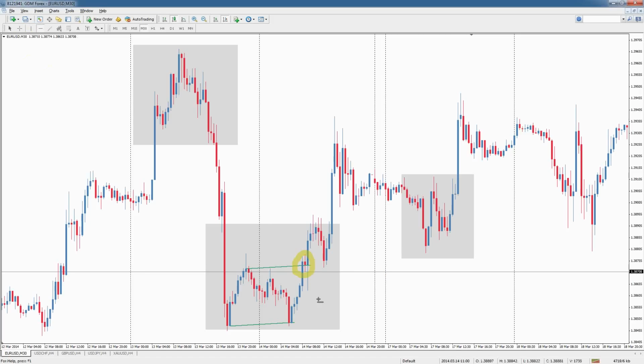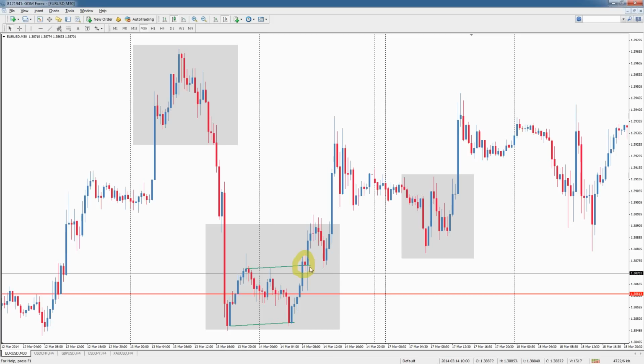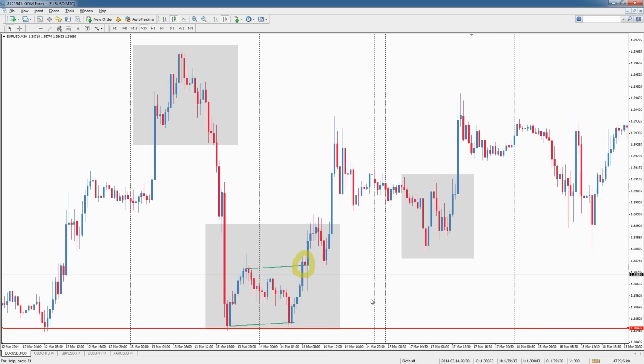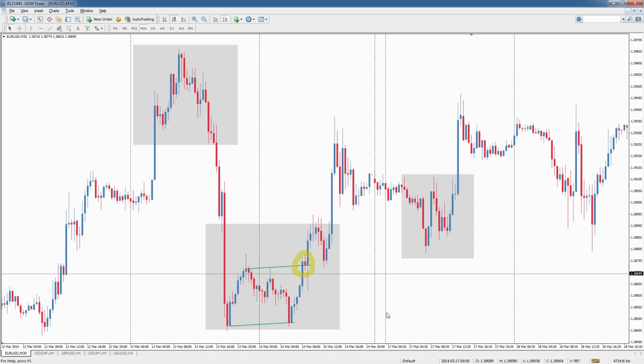Now once again, we could have placed our stop loss in the middle between the green lines, and we can see that we would have been pretty close to it. Or we could have placed it lower than the two lows if we want to have a higher success rate, but we are also okay with risking a bit more pips.